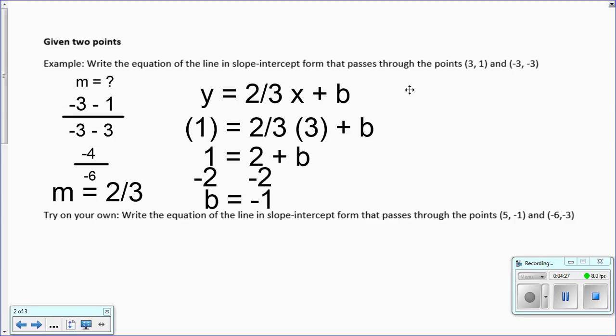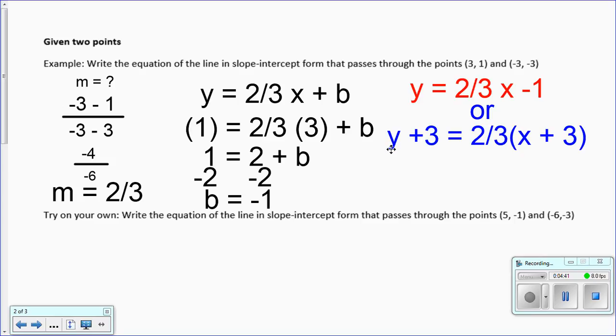So my slope intercept form is y equals 2/3 x minus 1. If you want to do point slope form, you could do that. You still need the slope, which we already found. And then you can just plug in one of these 2 points. So I'm going to use the other point, -3, -3. Plug it in there. You get y plus 3 equals 2/3 times x plus 3. That's my point slope form.